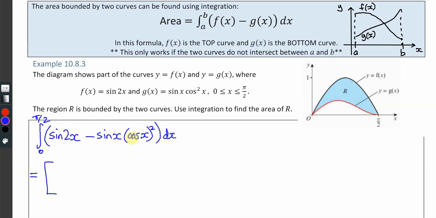The integral of sine 2x is minus a half cos of 2x. We can check that by imagining differentiating minus a half cos 2x. See what you get. You should find you get sine 2x.